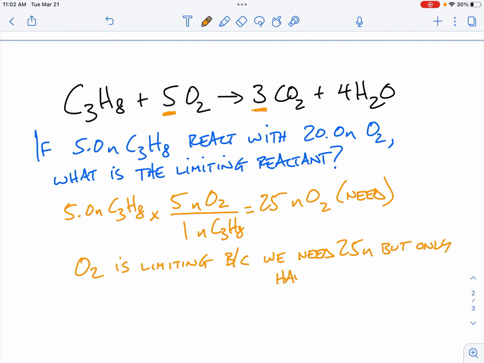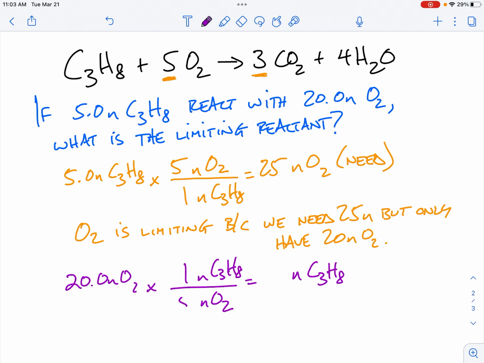So what if we had 20 moles of O2, and we're going to solve for moles of C3H8. If we solve it this way, moles of O2 on the bottom to cancel, moles of C3H8 on the top. From our equation, for every 1 mole of C3H8, we need 5 moles of O2. Canceling out our units, we take 20 divided by 5. We get 4 moles of C3H8.